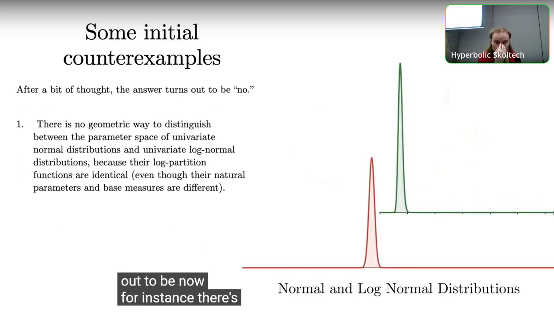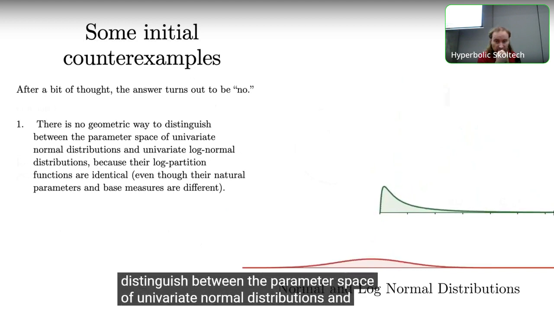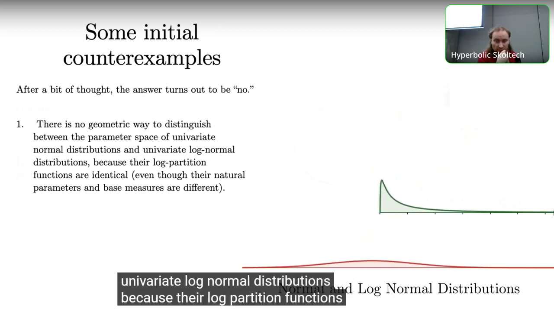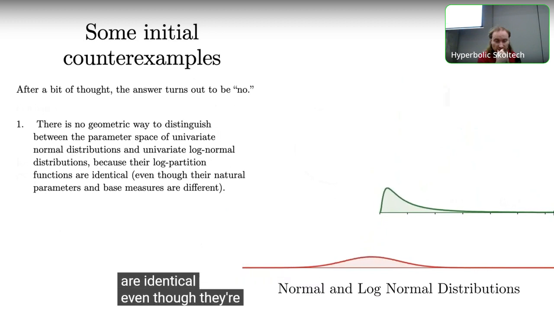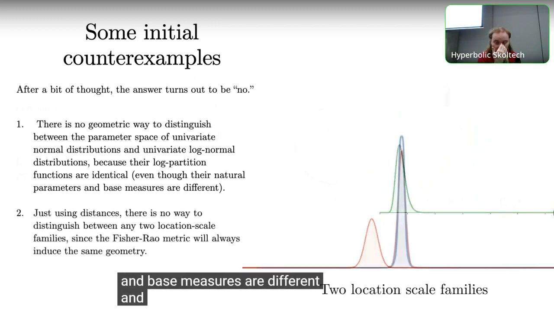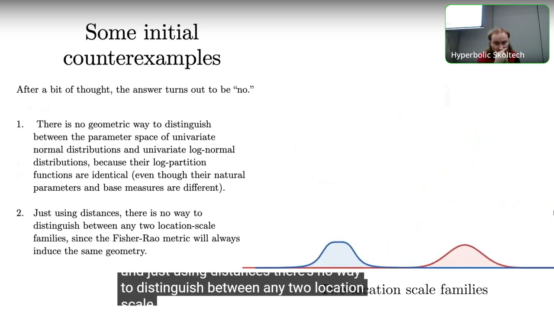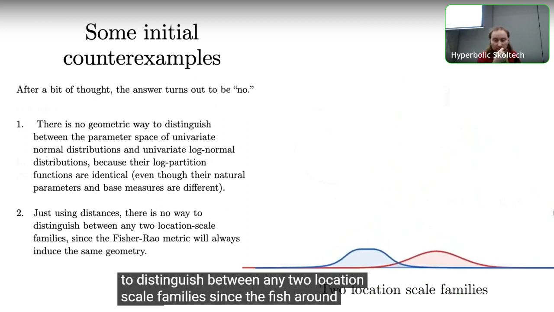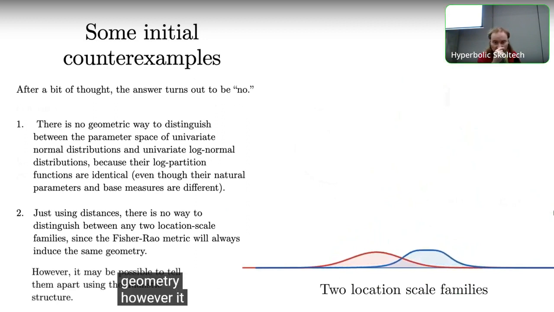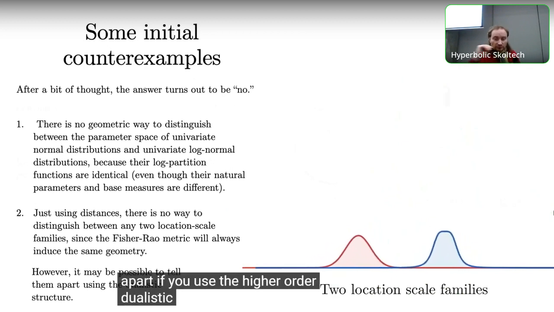For instance, there's no geometric way to distinguish between the parameter space of univariate normal distributions and univariate log-normal distributions, because the log partition functions are the same, even though their natural parameters and base measures are different. And just using distances, there's no way to distinguish between any two location-scale families, since the Fisher-Rao metric will always induce the same geometry. However, it can be possible to tell them apart if you use a higher order dualistic structure.